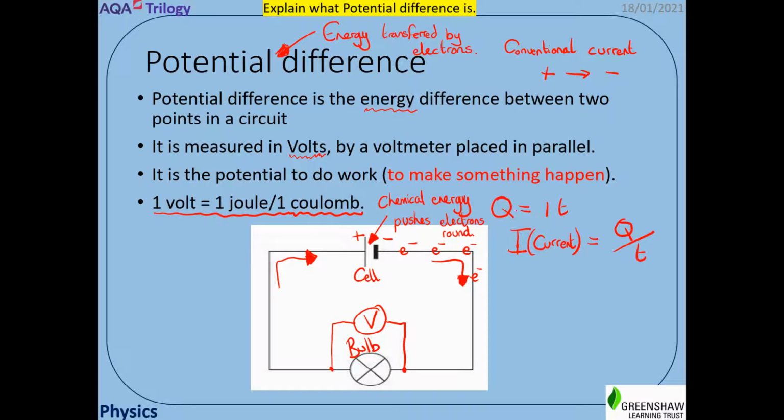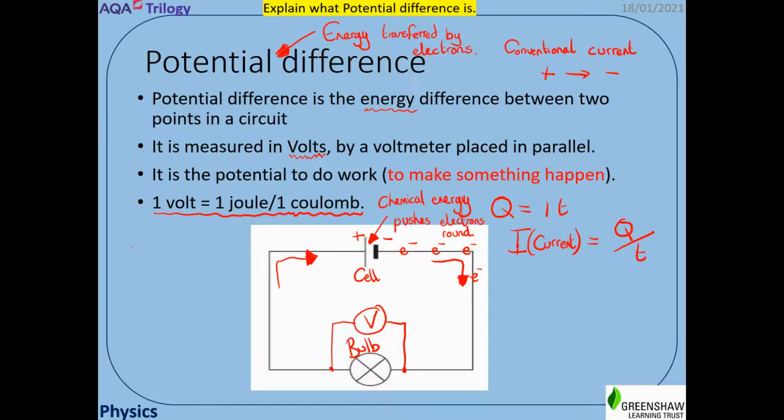And so through that, there is then a link between the current and the potential difference, because we can work this out so that 1 coulomb is the equivalent of current times time. And so we've got energy per coulomb.